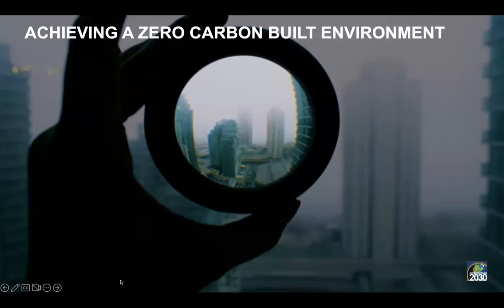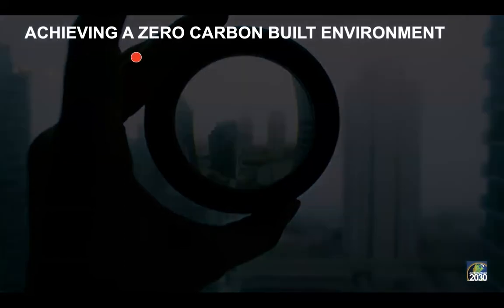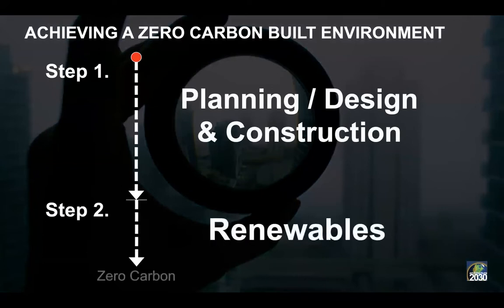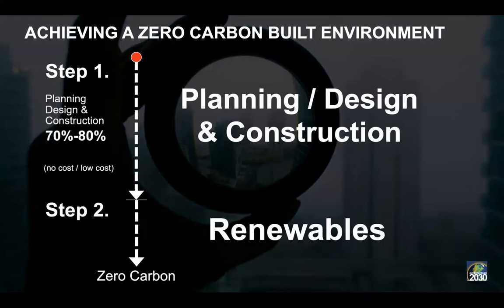Thanks, Erin. So how do we achieve a zero carbon built environment? Well, it's a two-step process. Step one is planning, design, and construction. Step two is adding the renewables to get us all the way to zero carbon. So planning, design, and construction. Those are strategies that we use to get the 70 to 80% reduction all the way to zero carbon.